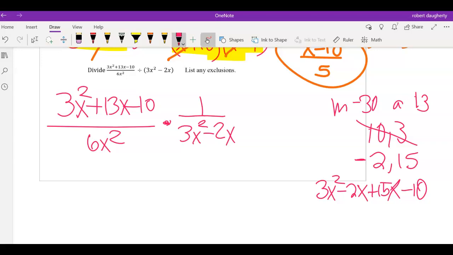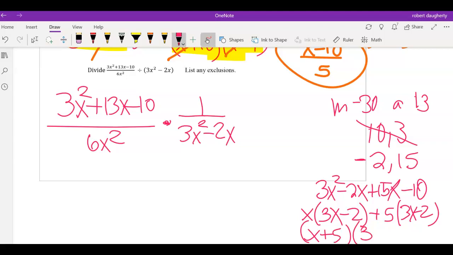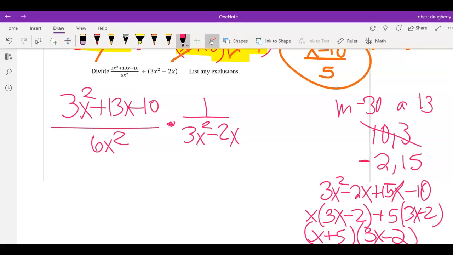So this, you factor by grouping, and you have x times 3x minus 2, plus 5 times 3x minus 2. So this is x plus 5 times 3x minus 2. So knowing your factoring is critical here.